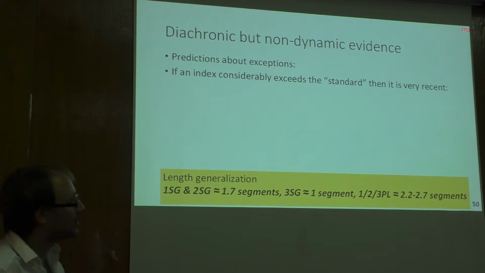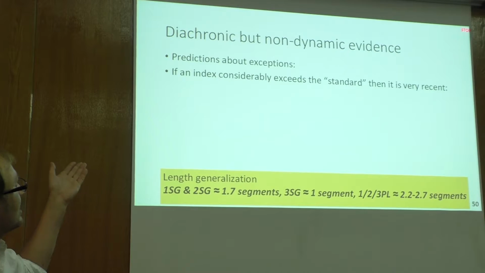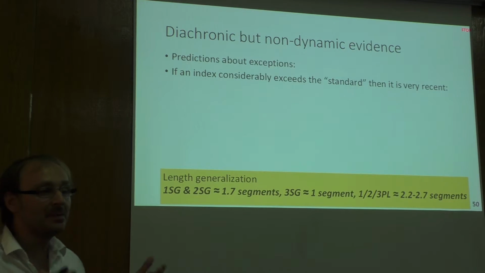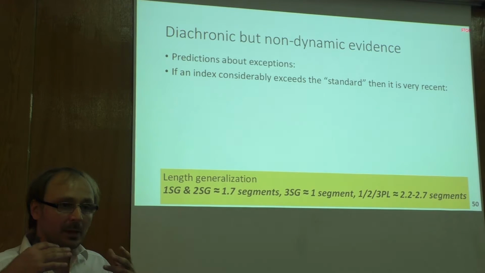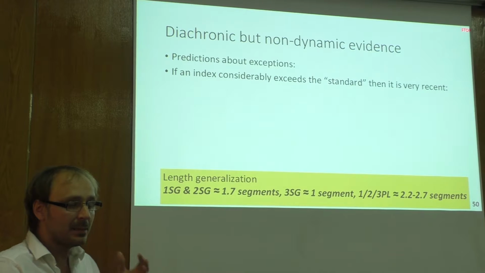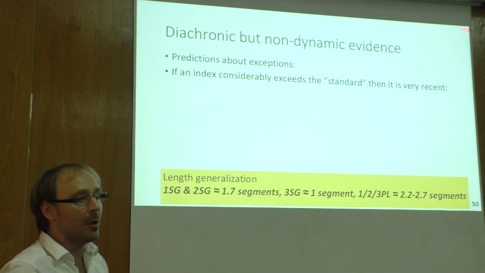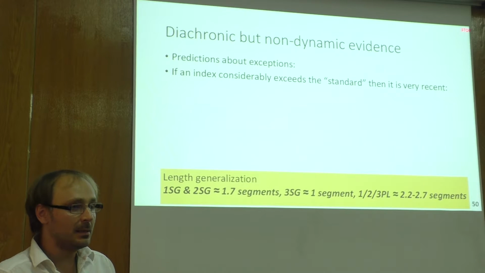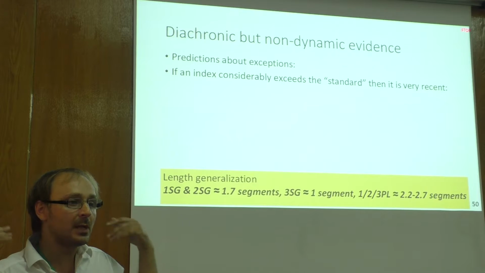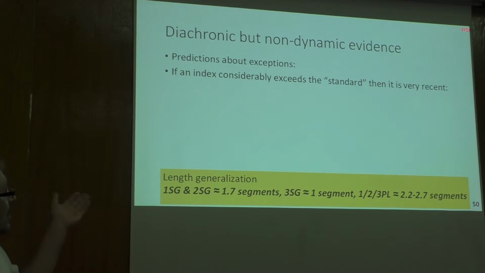Moreover, this length generalization may also be exploited to make even more predictions. So, for example, if an index considerably exceeds the standard, then it must be very recent. Basically what this tells us is that in the course of time, the system fixes and brings the endings towards the length generalization. But of course, if a new ending just grammaticalizes, then it will not adhere, because it has a different source, a different history behind it. So if an ending is far too long, then the prediction is it must be very recent. It can't be an old ending.